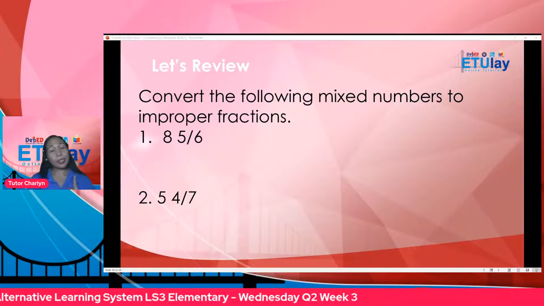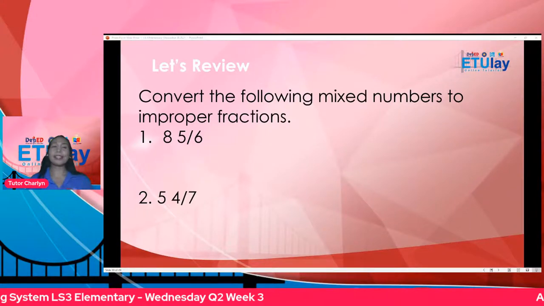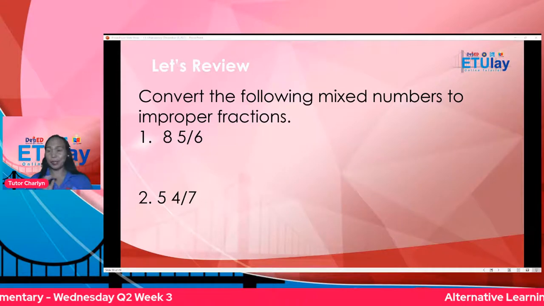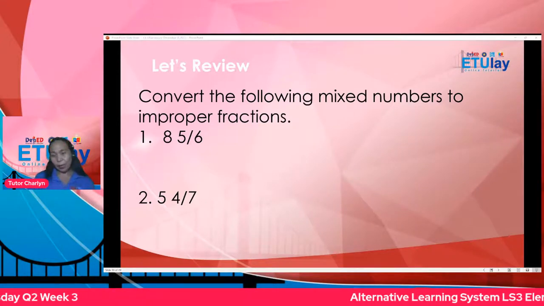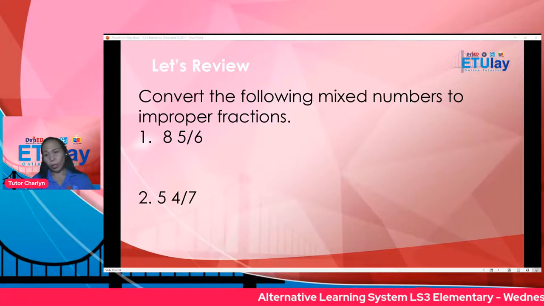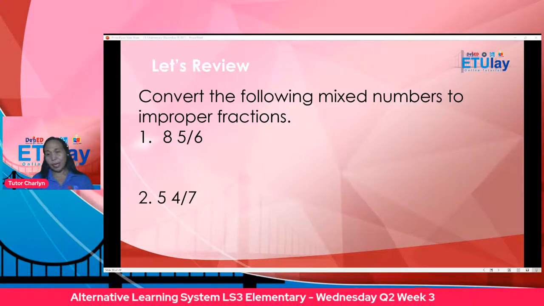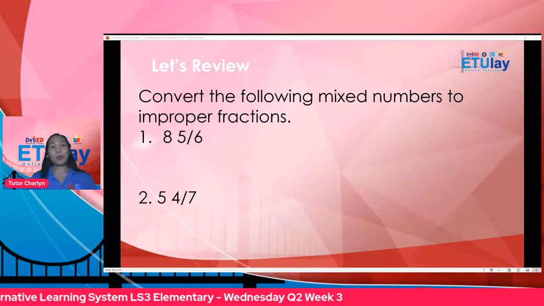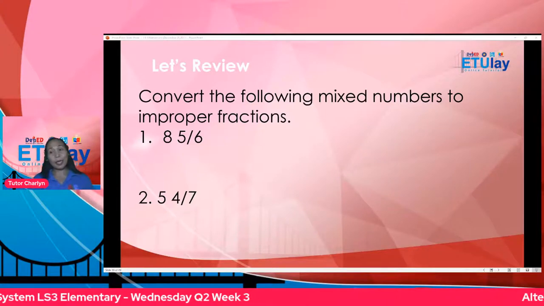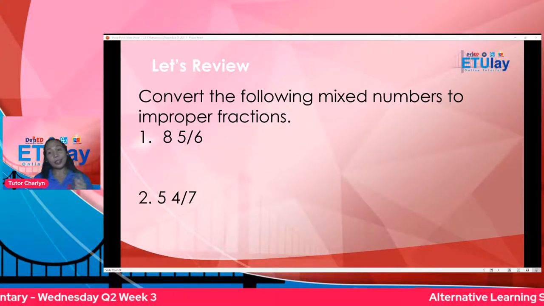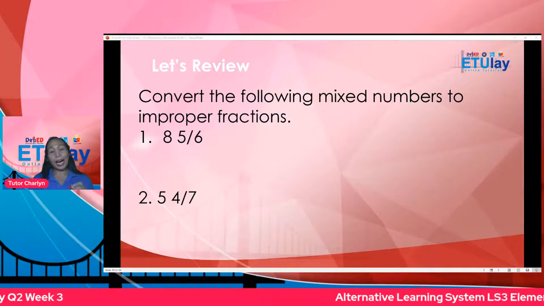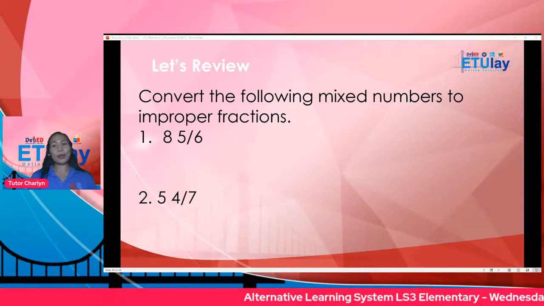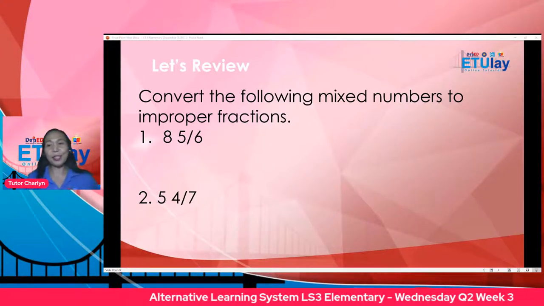Una is multiply, then plus, and copy the denominator. So, may sagot na si Adams. 35 over 4. Multiply, add, and copy the denominator. Yes po. So, multiply the whole number and the denominator. Add the numerator. Then, remain lang po ang denominator. So, ano kaya ang sagot dyan?